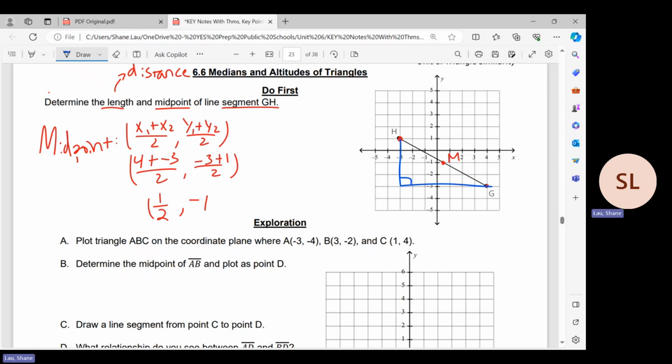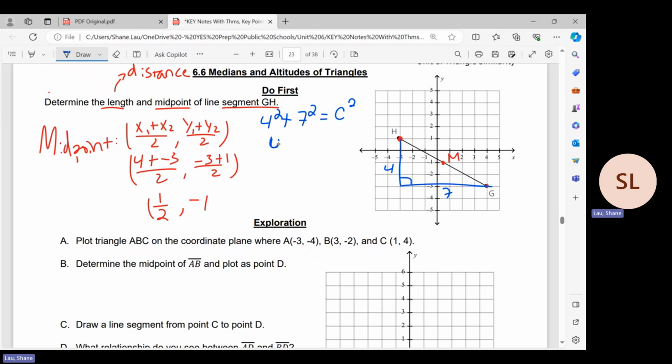So from H to our right angle, it's 1, 2, 3, 4 units. From our right angle to our G, it's 1, 2, 3, 4, 5, 6, 7 units. And then we're going to use the Pythagorean theorem. Of course, 4 and 7 are going to be our legs, our A and B. So 4 squared plus 7 squared equals C squared. But of course, the C is actually the length of HG. We'll solve.